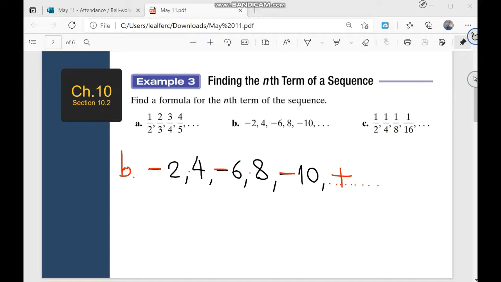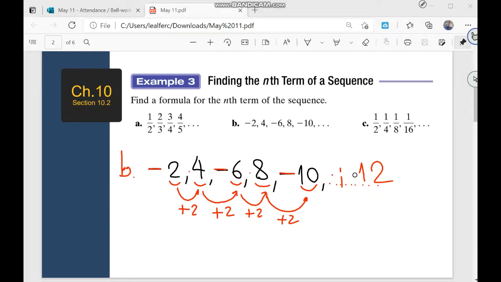Now look only at the number. We have 2, 4, 6, 8, 10. We are moving 2 by 2, right? We are adding 2 for each next term. So the next term will be 10 plus 2, 12, positive 12, or just 12. That is the next term of this sequence. Do you all agree? Yes?